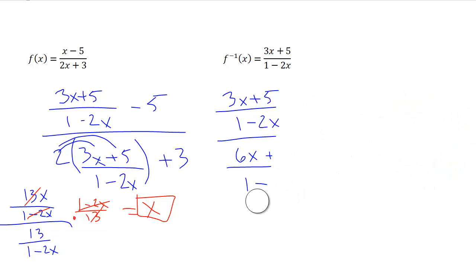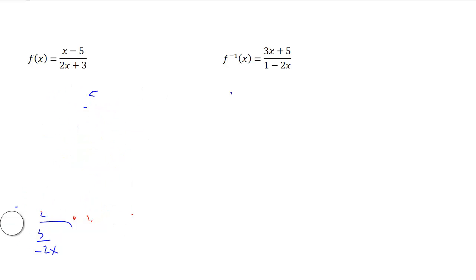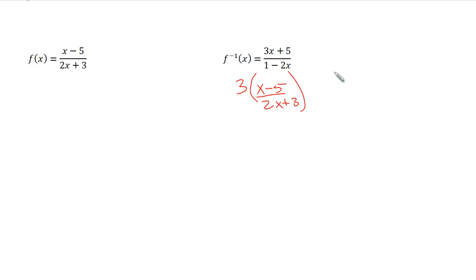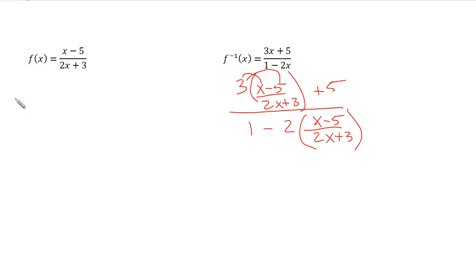So we'll clean this up just a little bit. And now we'll take this value and plug it in for these x's. So I have 3 times (x minus 5 over 2x plus 3) plus 5, and all that over 1 minus 2 times (x minus 5 over 2x plus 3). And then we need to go ahead and distribute through here. So I'll write that back over here. So I get 3x minus 15 over 2x plus 3.